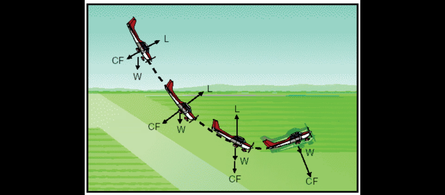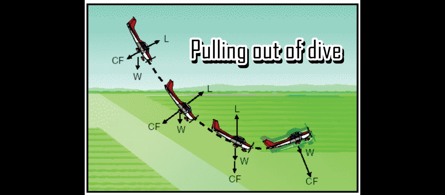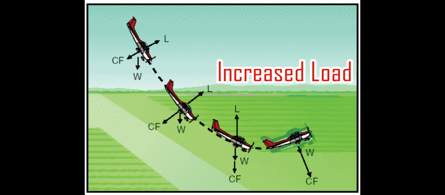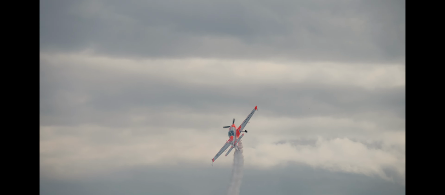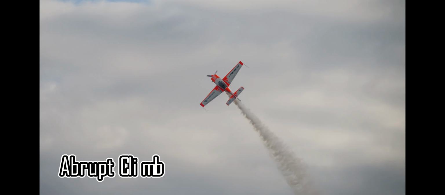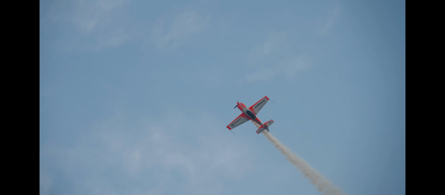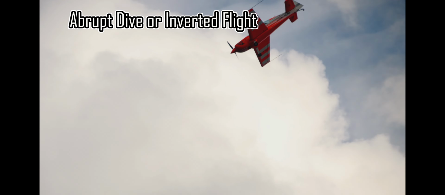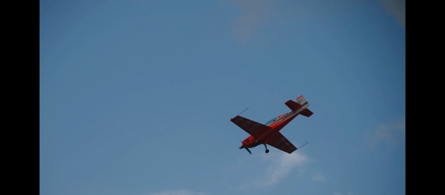Not only in bank, load factor is also applicable while pulling out of a dive to level the airplane. In this case, the inertial tendency of an aircraft of going down combines with the weight of the aircraft, requiring more lift to be generated, and load is increased on the control column. Even in case of a sudden or abrupt climb, a positive load is felt on the control column. In case of an abrupt dive or inverted flight, a negative load is felt on the control column.